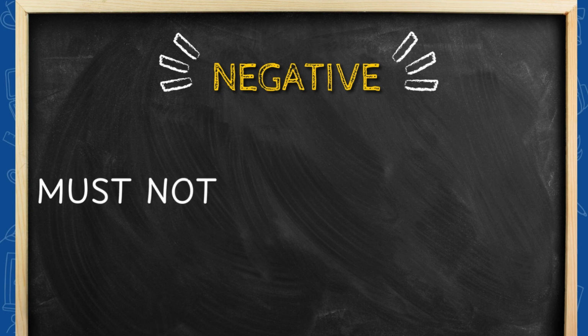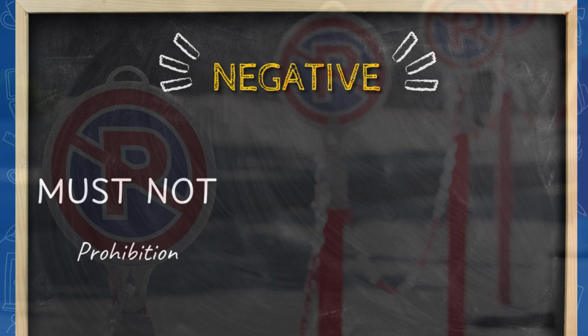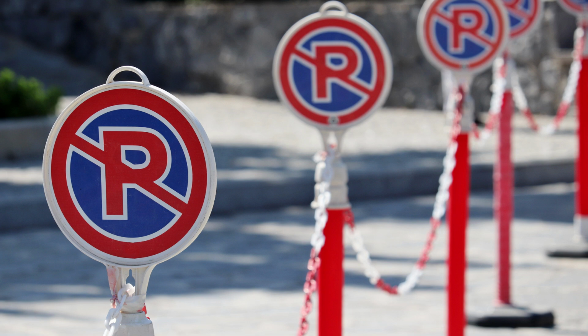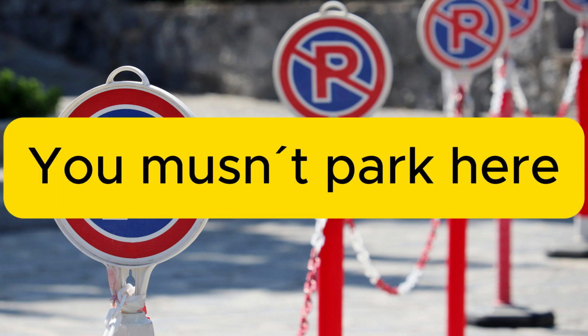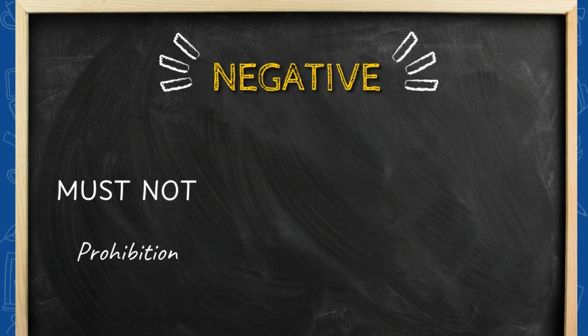Must not or mustn't means something is prohibited. For example, you mustn't park here. It's forbidden. Notice the following exception.